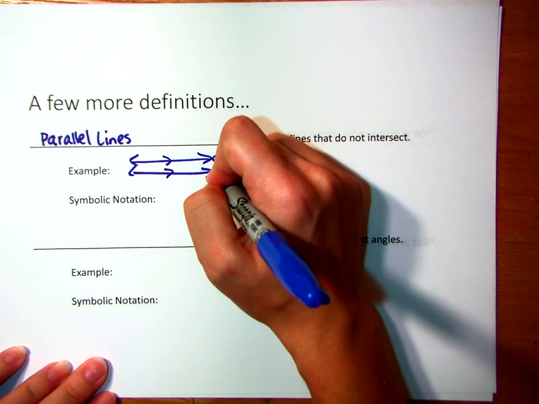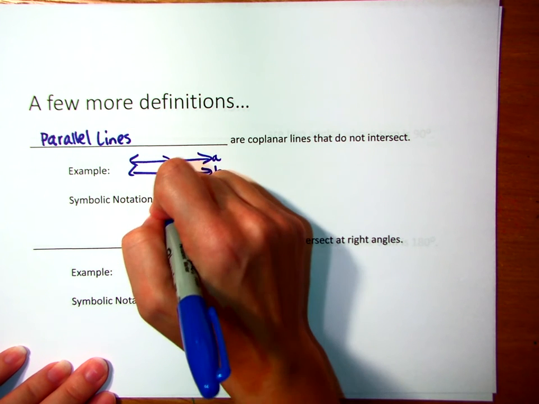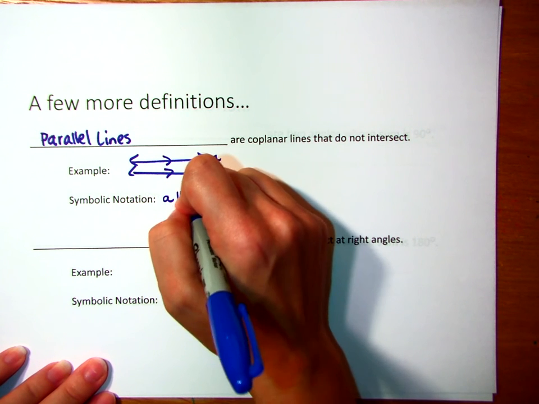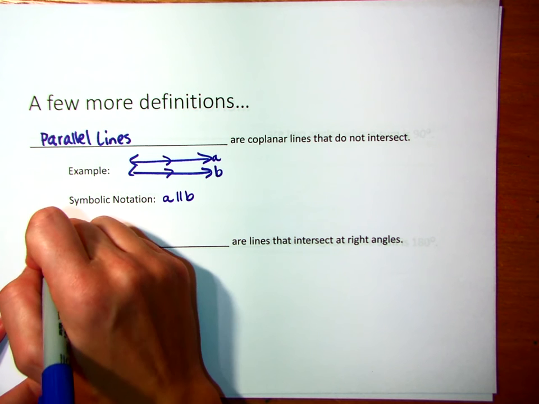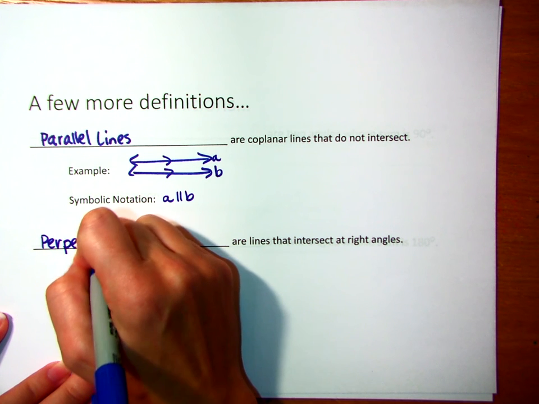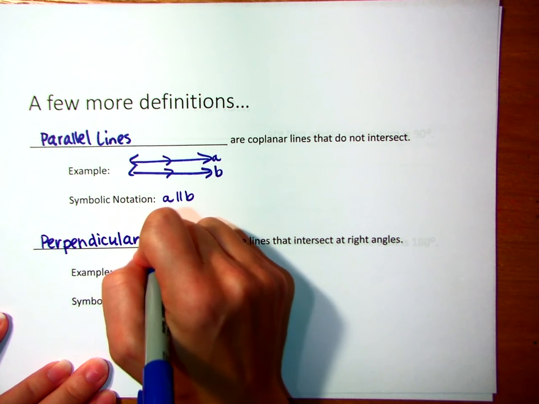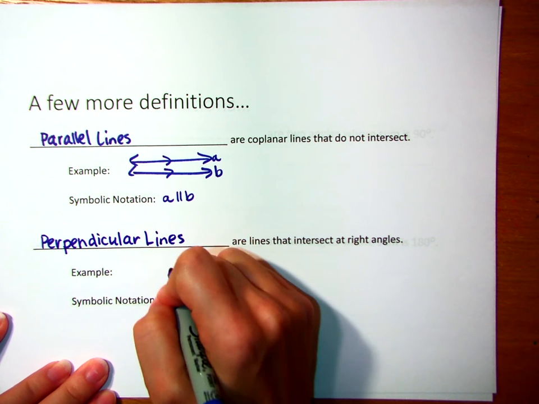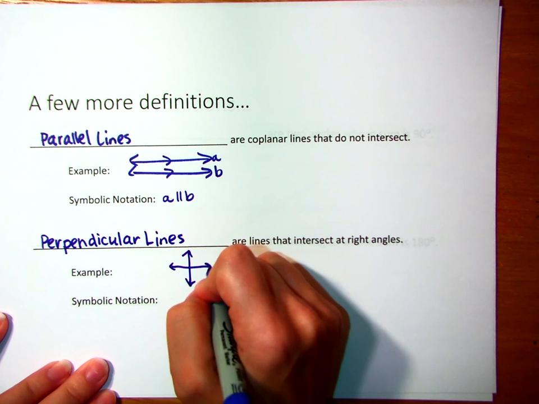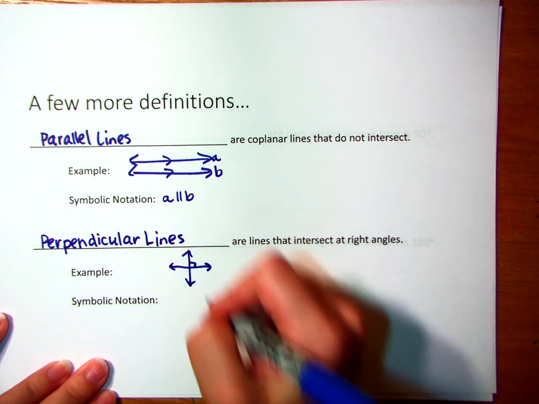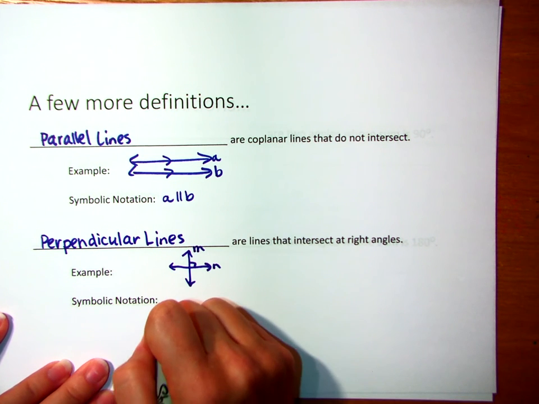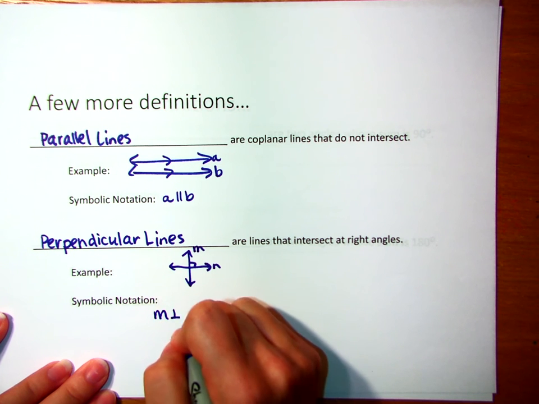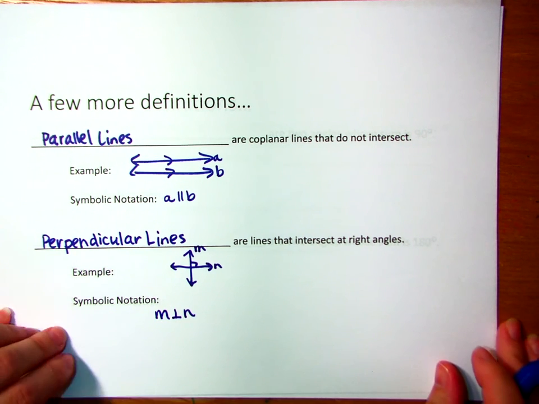If we called this A and this B, then we could use symbolic notation that line A is parallel to line B. Then you also have lines that intersect at right angles. Those are called perpendicular lines. For example, if these two lines intersect and we know they form a right angle, we call them perpendicular lines. So let's call this M and N. The way you show this symbolically would be that line M is perpendicular to line N. It's like an upside down T.